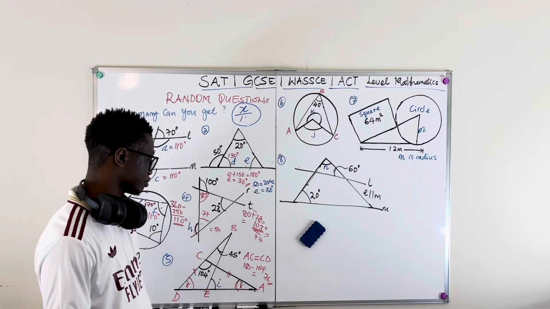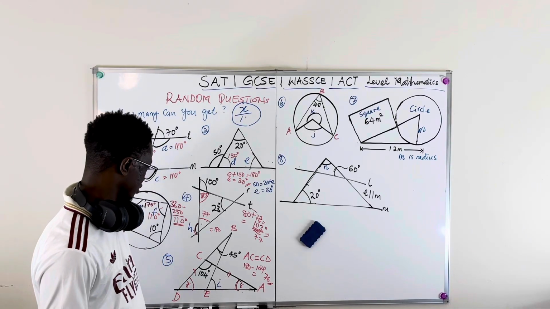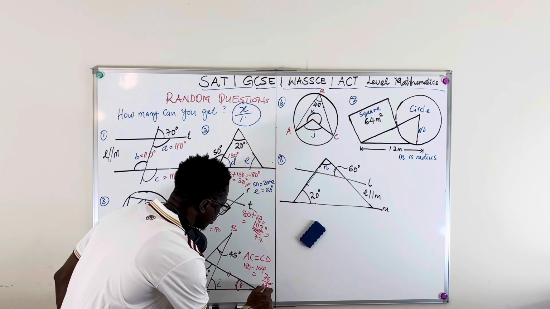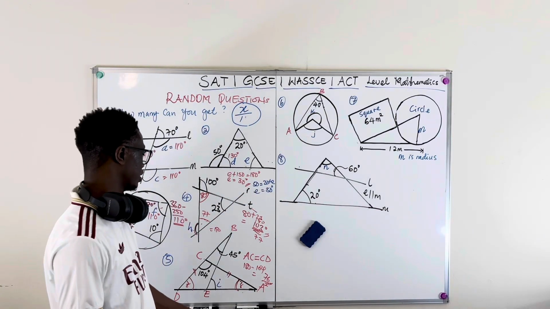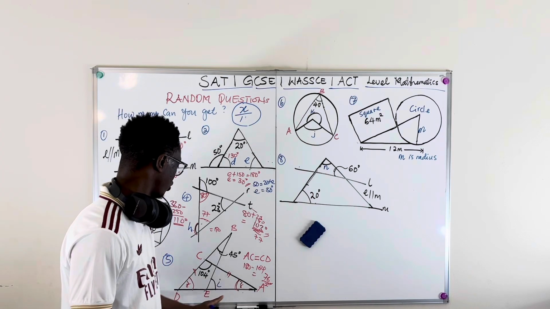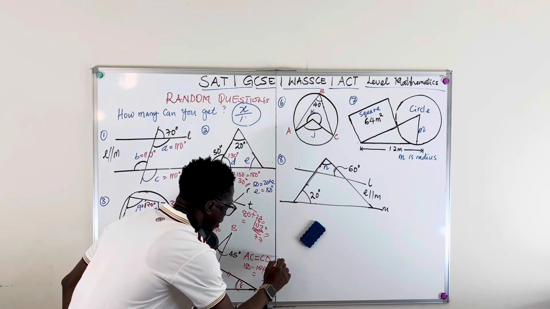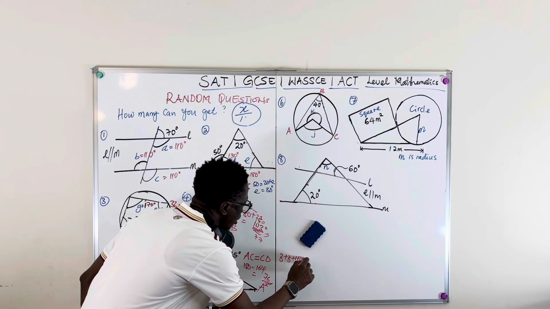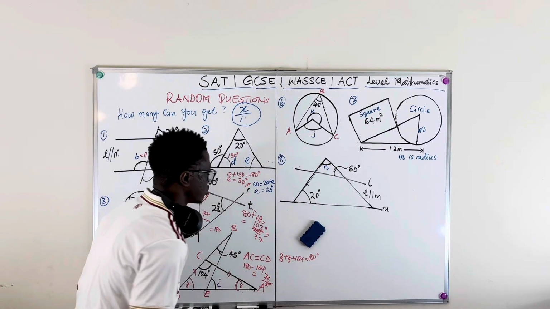So this is 76, right? You divide this by 2, and that will give you Z. So 180 minus 104. You have Z plus 104, and this is 180 degrees, right?